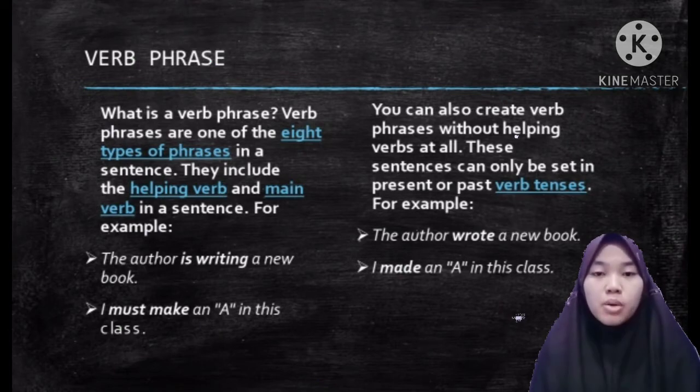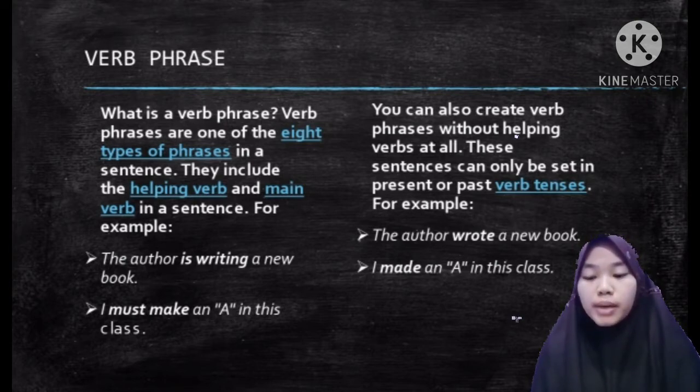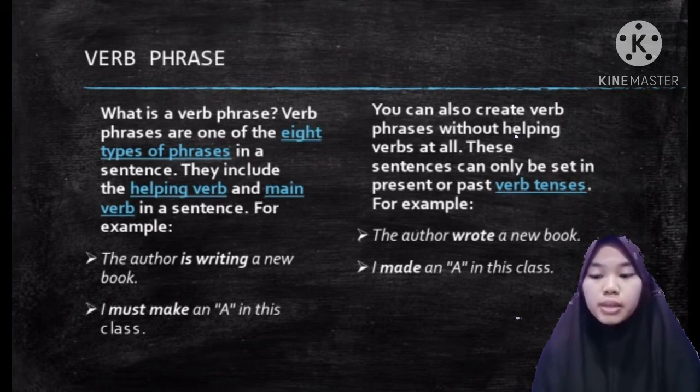Verb phrase. What is a verb phrase? Verb phrases are one of the 8 types of phrases in a sentence. They include the helping verb and main verb in a sentence. For example, the author is reading a new book. I must make an A in this class. You can also create verb phrases without a helping verb at all. The sentence can only be said in present or past verb tense. For example, the author wrote a new book. I made an A in this class.